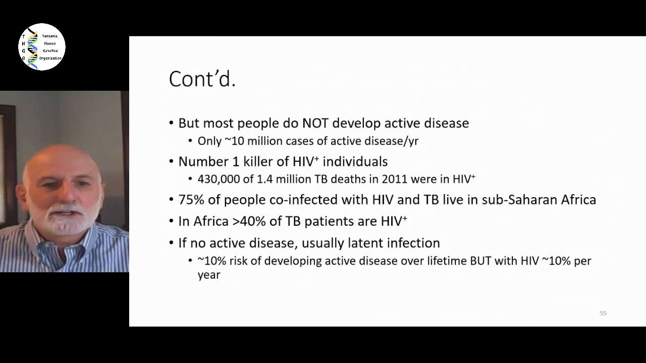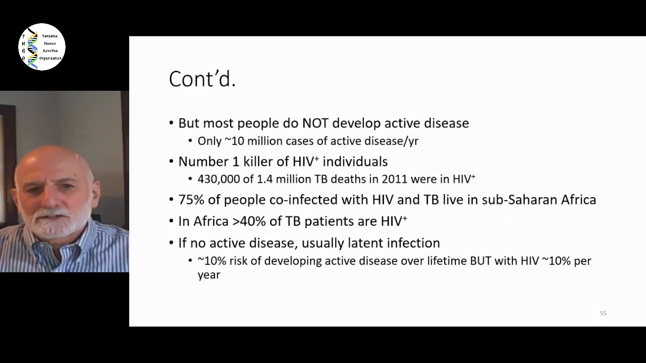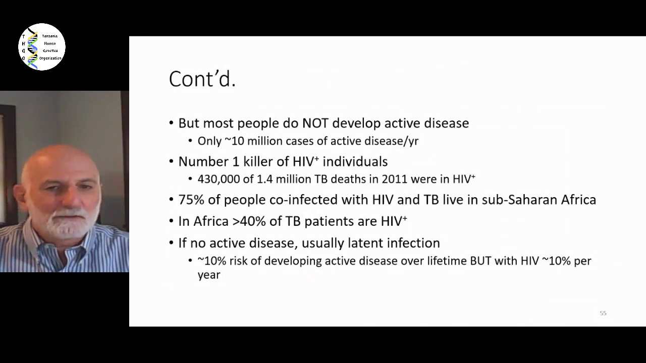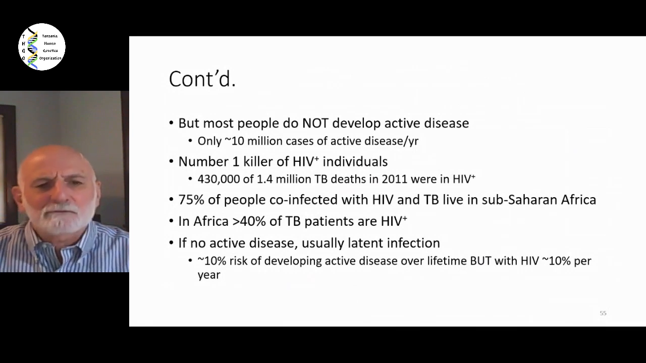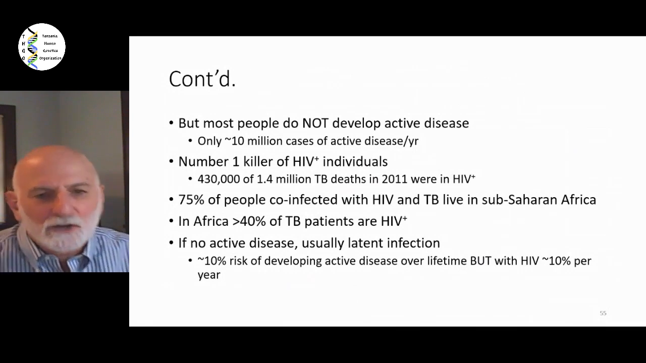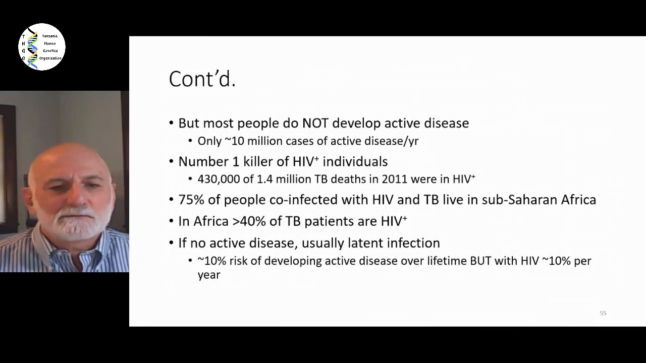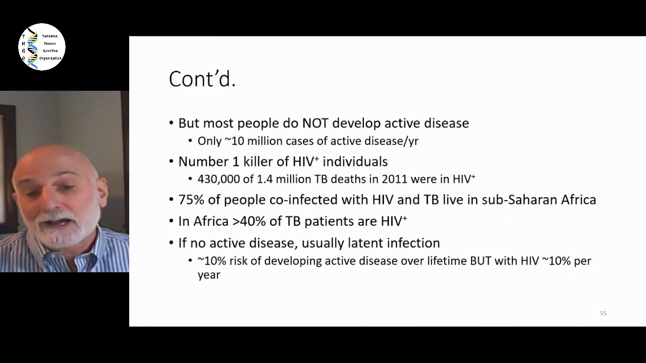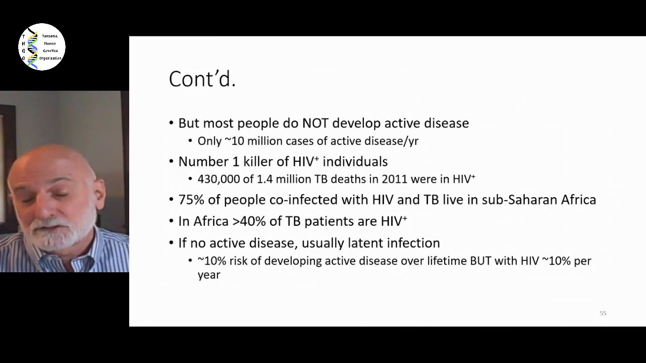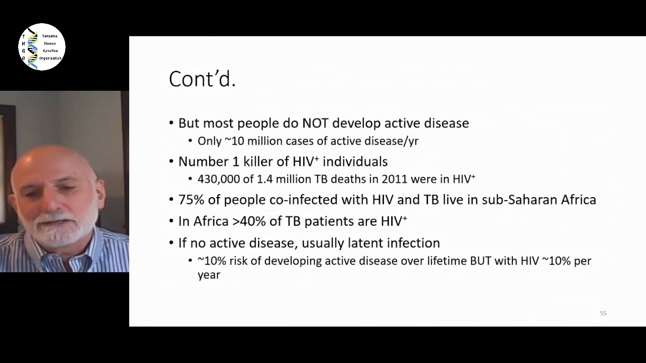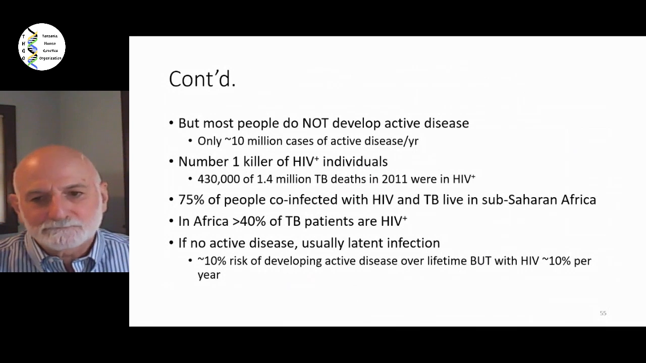It is the number one killer of HIV positive people. Of the 1.4 million TB deaths in 2011, it's a little bit higher now, over 400,000 were also HIV positive. In sub-Saharan Africa, 75% of the co-infected people live. In Africa, greater than 40% of TB patients are HIV positive. And in fact, one of the greatest susceptibility factors for developing tuberculosis on exposure to Mycobacterium is being immunocompromised, i.e. having AIDS and being HIV positive.